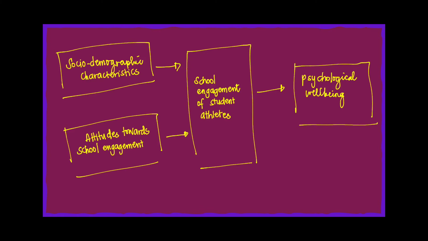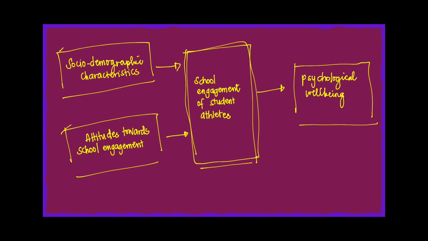Okay, so let's give this conceptual framework an example. For example, in this study I'm looking at the relationship of school engagement of student athletes with its antecedents, which are socio-demographic characteristics and attitudes towards school engagement, and then looking at its relationship with an outcome variable, which is psychological well-being.